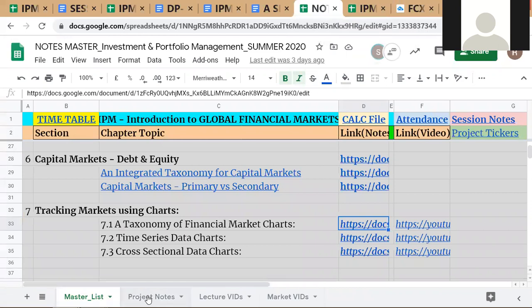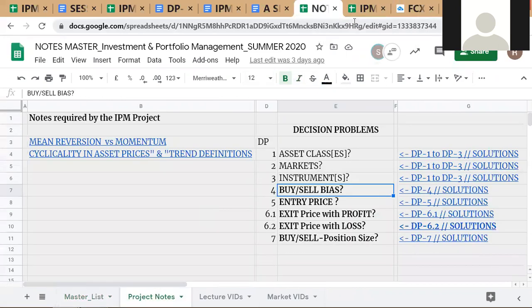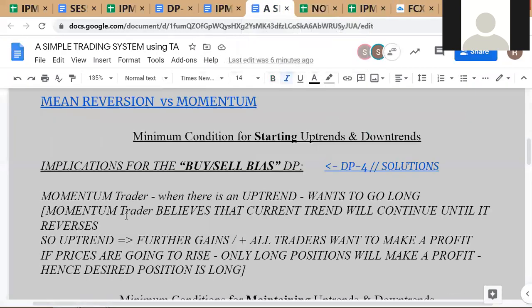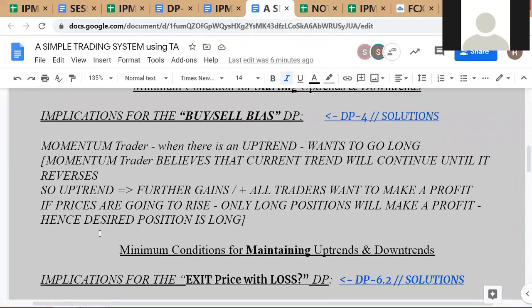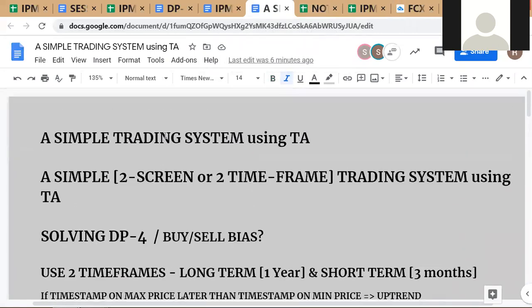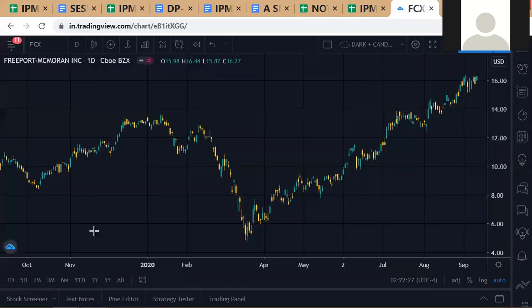Okay, so solving a DP4. What we'll do is go back to this idea of the two time frames, as we said. I'm just recapping once again. Two time frames. We look at FCX. These are the time frames I have given you: 1 year and 3 months.